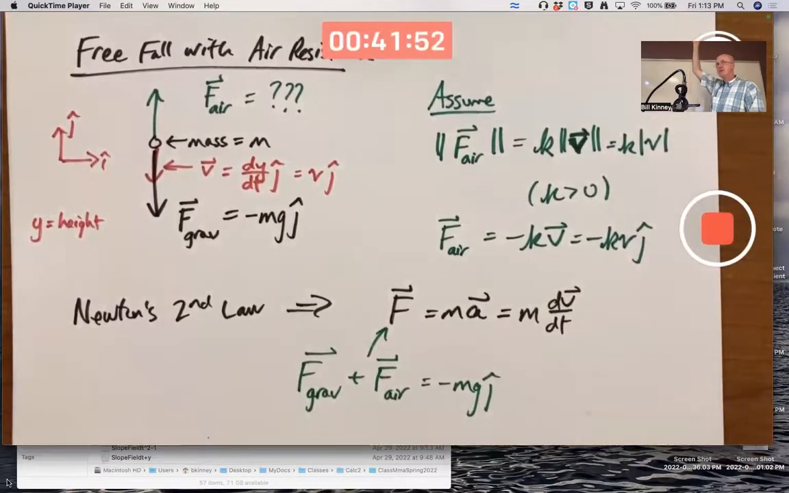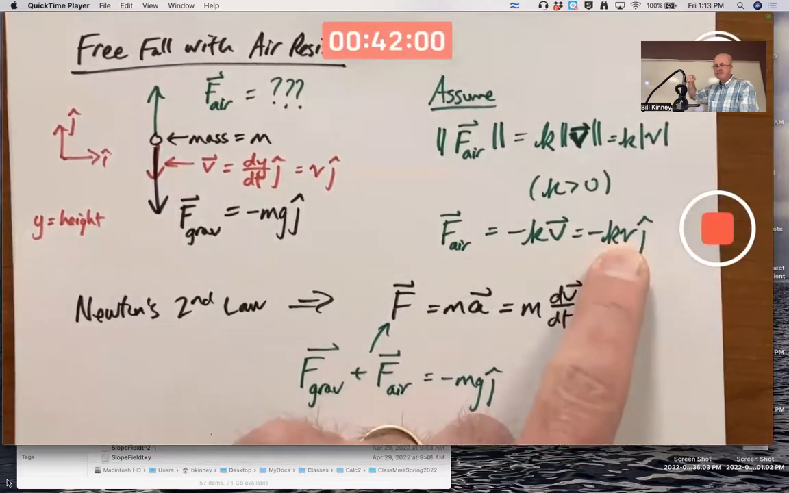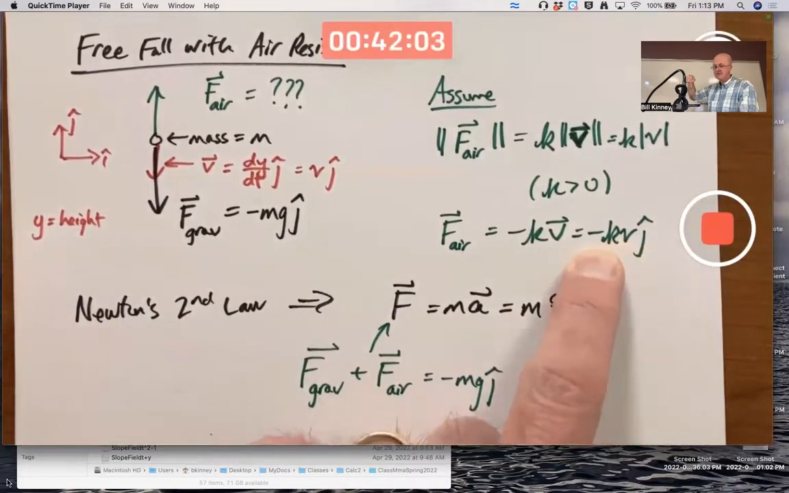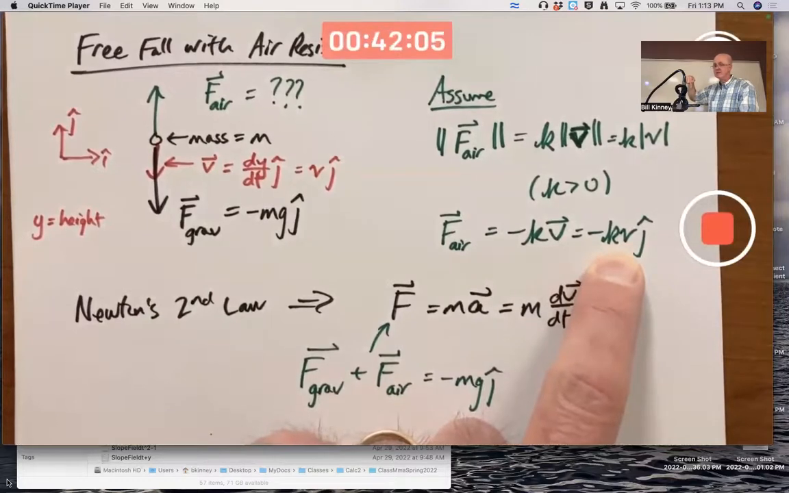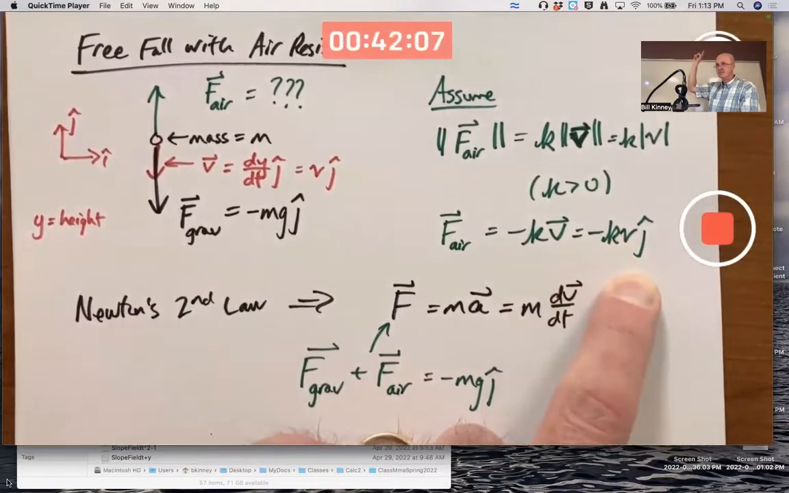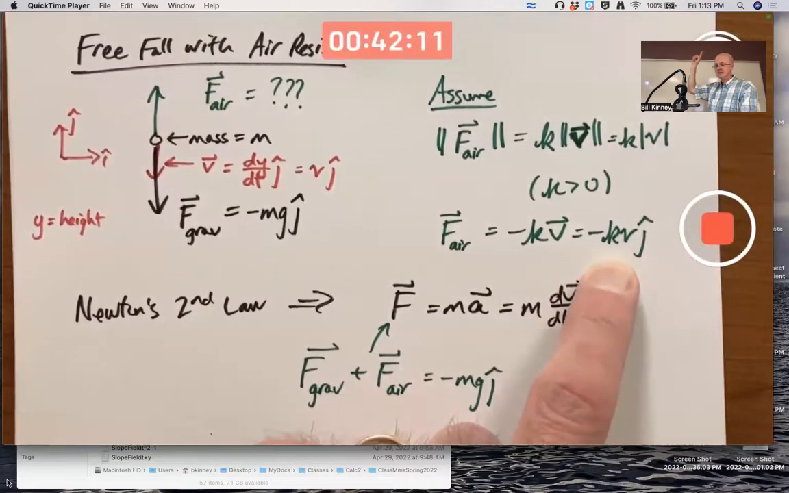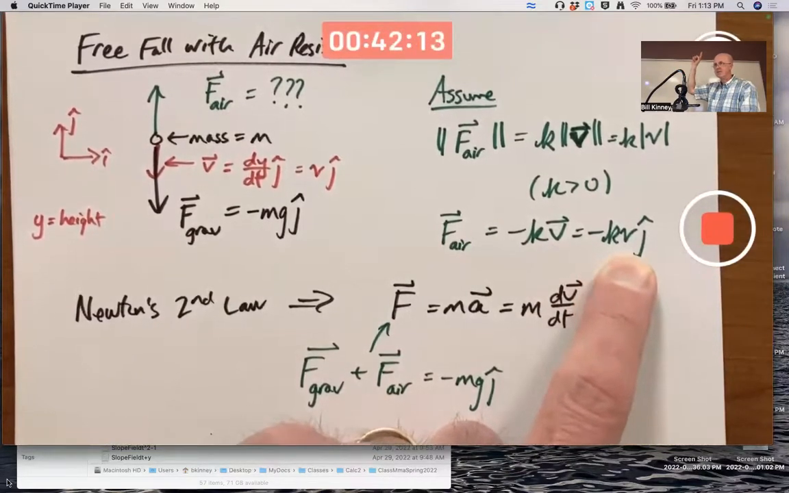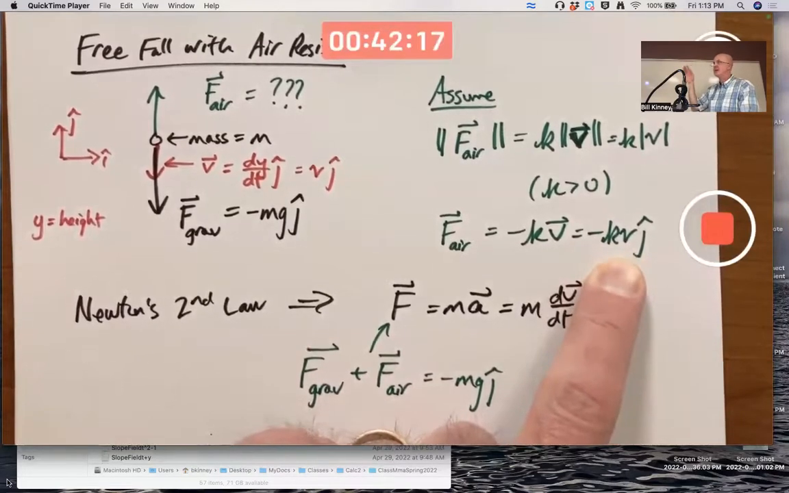On the other hand, if the object is falling so that the vector v, the velocity vector, points downward, that means cursive v is negative. Negative times a negative is positive. This quantity points straight upward. Negative k is going to be a negative constant, times cursive v is negative when the object's falling. Negative times negative is positive. This is a positive multiple of j hat. It points upward.